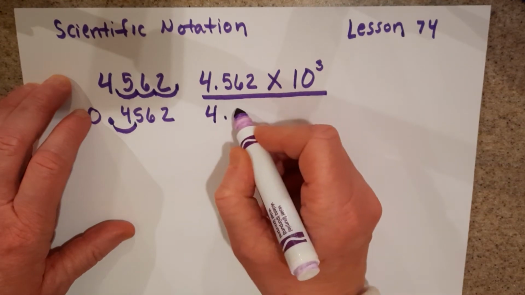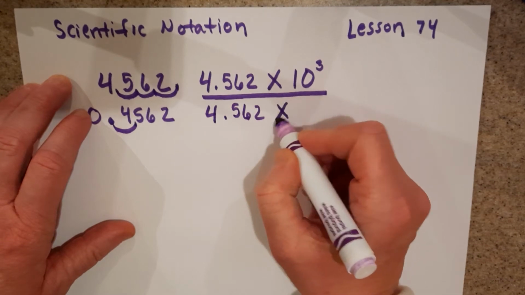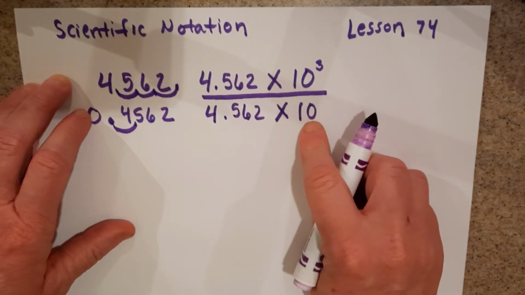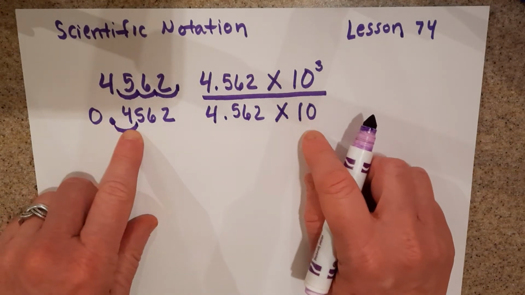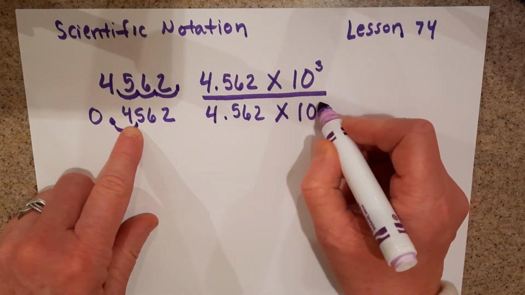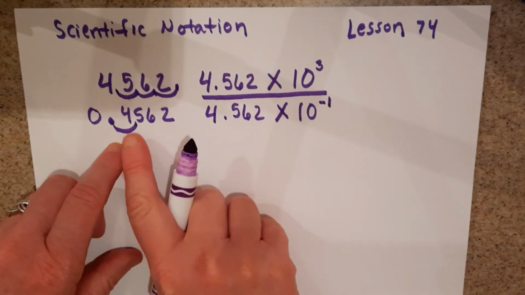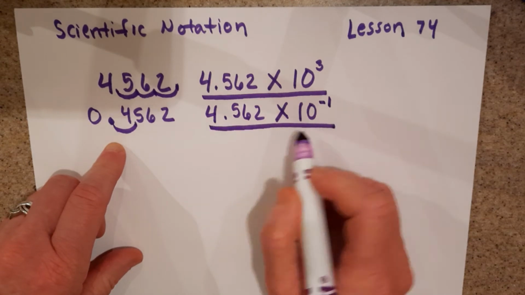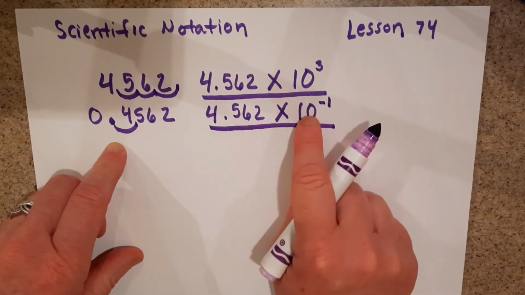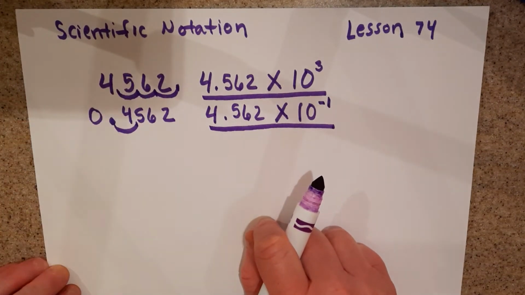So we still get 4.562, and this time the exponent, the number of times that we multiply by 10, is 10 to the negative 1. We moved it over to the right, so that makes the exponent negative. So 0.4562 written in scientific notation would be 4.562 times 10 to the negative 1. And that's just the basics of scientific notation.